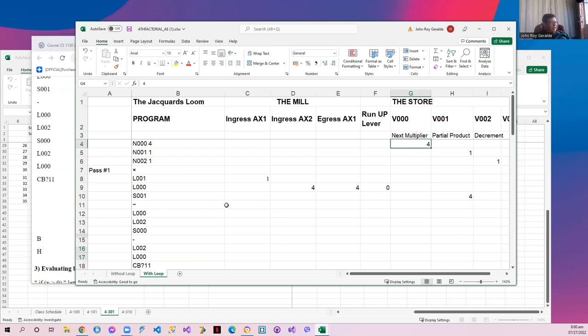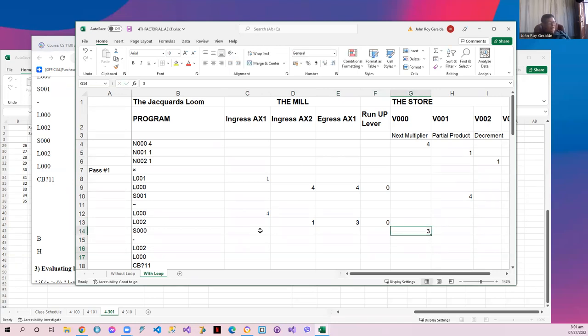Any question? So this part here computes the next multiplier. We do a minus L00. What's the value of this? Anyone? 4. So many people got it right. Very simple, no? So this becomes 4. Ingress axis 1. L002, this is 1. So 4 minus 1, this is 3. Right away, it's computed. And the run-up lever is set to 0. Are there questions now? Because 3 is not a negative number, it will reset. And S00, so this now becomes our next multiplier.